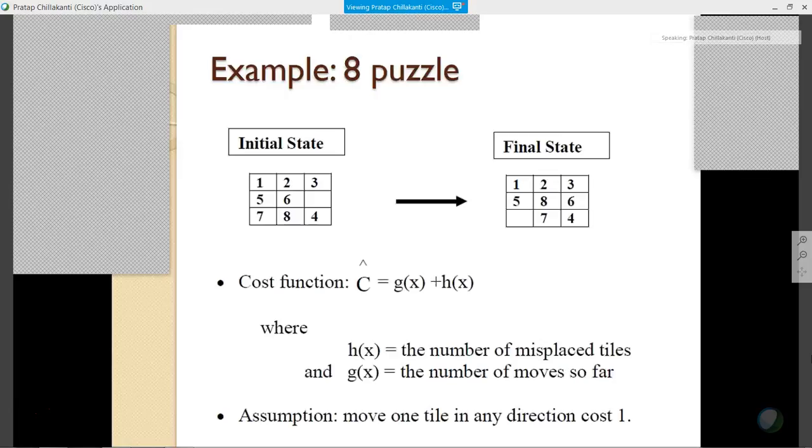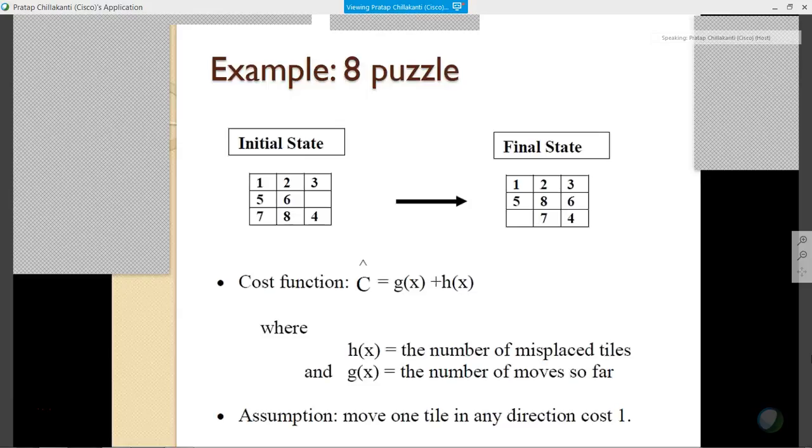So here is the puzzle. On the left, we'll spend another 5 minutes on this, since somebody asked me to explain it again. So 1, 2, 3, 5, 6, 7, 8, 4. We want to get to the picture on the right: 1, 2, 3, 5, 8, 6, and 7, 4 to the right. So far, so good.